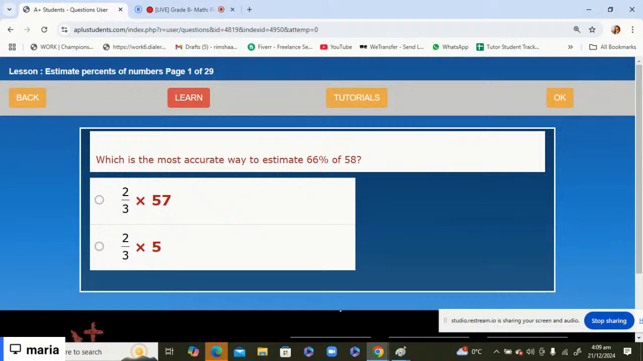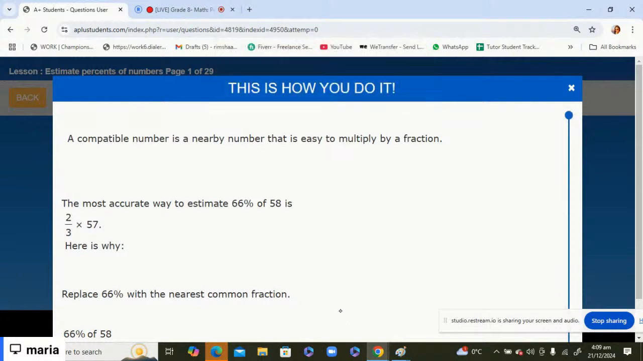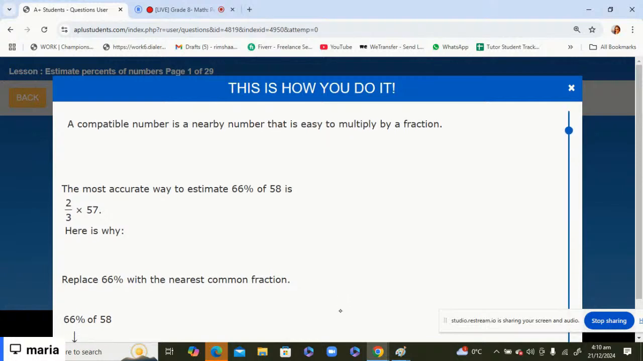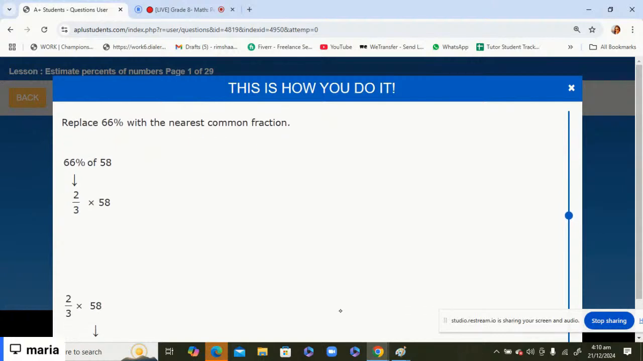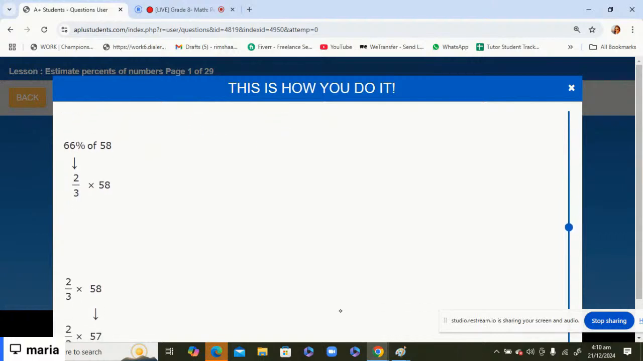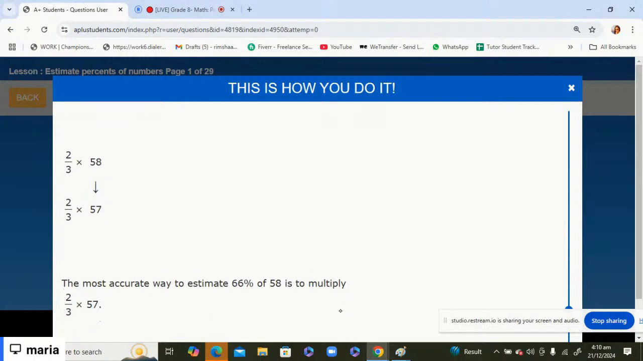What is the most accurate way to estimate 66% of 58? This is the same way that you check by using 2 by 3 times 57. 66% can be rounded into 2 by 3 and 58 can be turned into 57. So the more accurate way is this one.